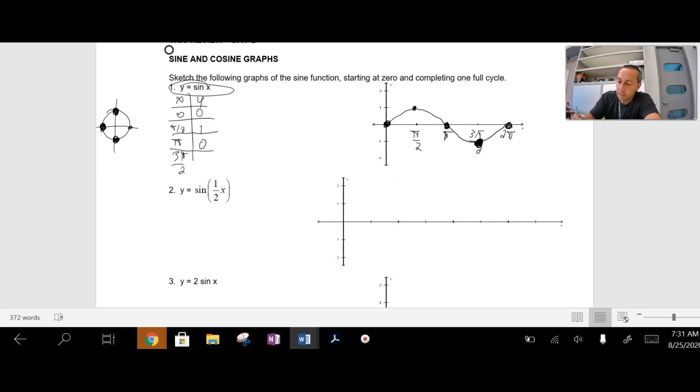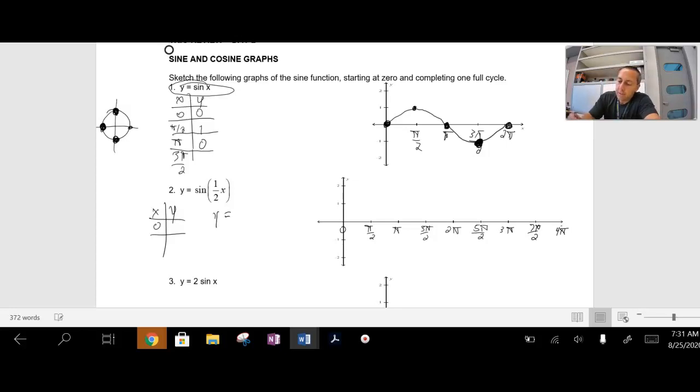For the next one, we'll do the same exact thing with x and y, and label these the same way. This is going to be 0, and then pi over 2, pi, 3 pi over 2, 2 pi, but then you'll notice we have to continue on. I made the x-axis a little longer. So 5 pi over 2, 6 pi over 2, which is 3 pi, 7 pi over 2, and then 8 pi over 2 is 4 pi.